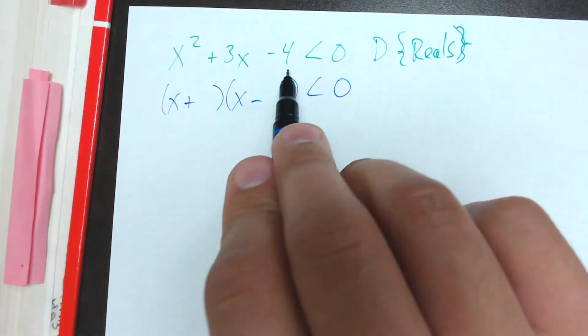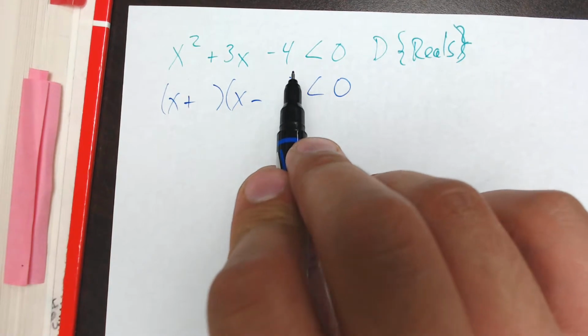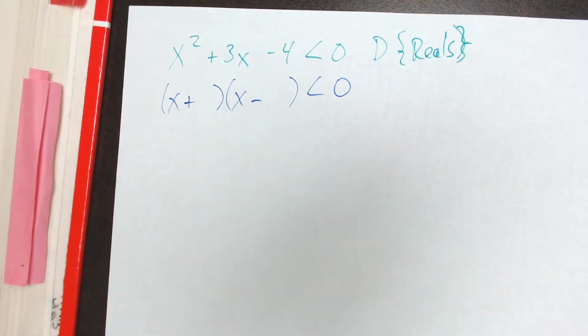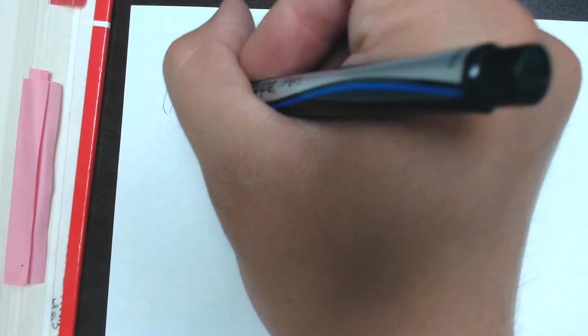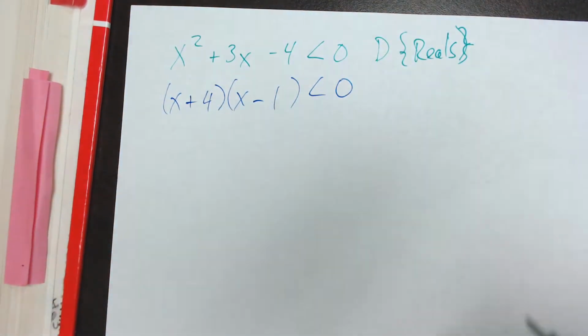We're going to get x and x. The last number is a negative, so that's going to be opposite signs. Factors of 4, we've got 1 and 4, and then 2 and 2. 1 and 4 will subtract to 3. So 1 will be negative, 4 will be positive, 4 and 3, yeah, that works.